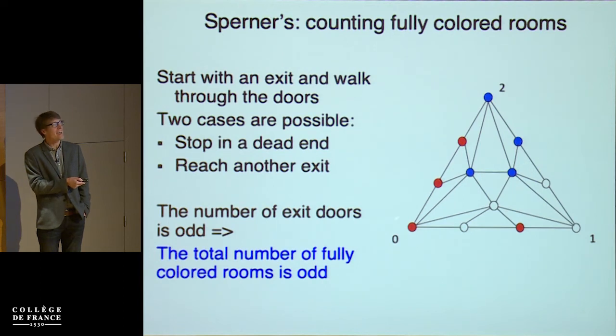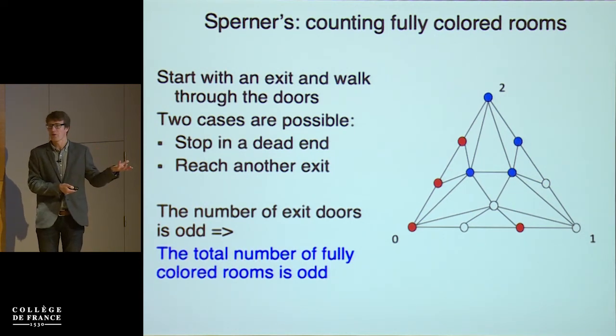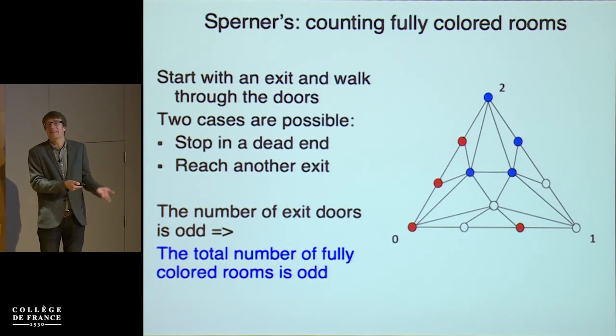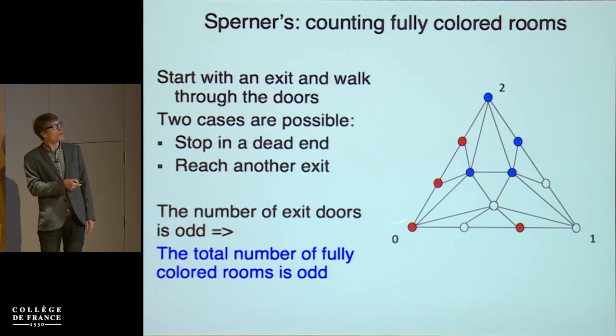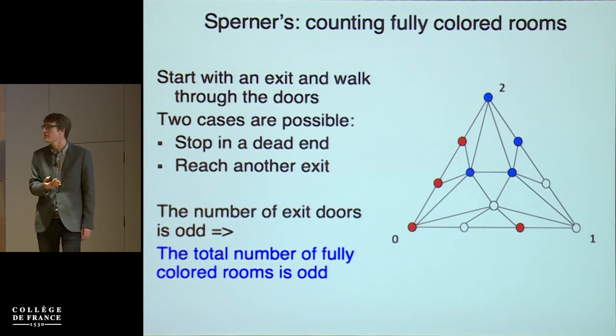There is an odd number of exit doors, since if I enter and go through the other one, these two cancel each other. I remove a pair, and I'm still left with an odd number. And then at least one of them should end up with a dead end. So I show that from the outside world, I can reach an odd number of dead-end rooms, and this is exactly what I need. I wanted to prove that you have an odd number of fully colored simplices. Any objections?